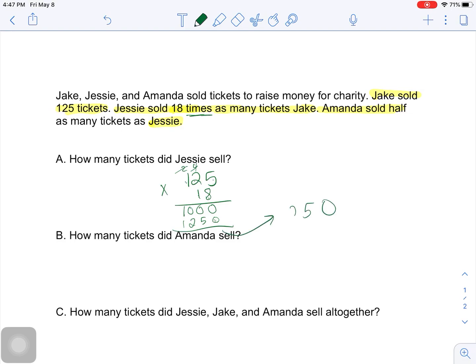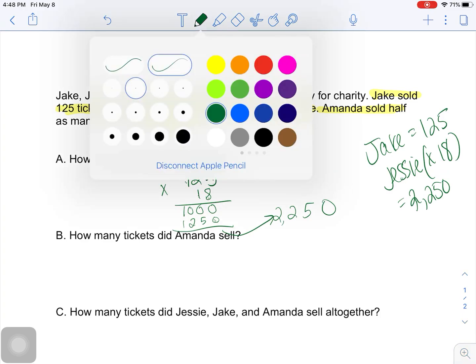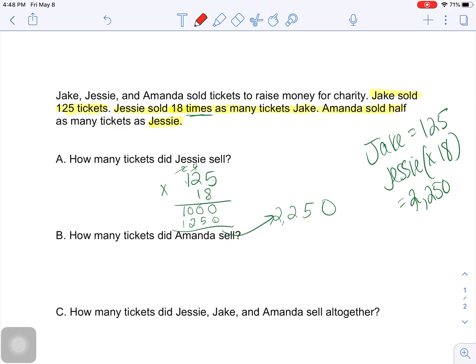0, 5, 2, 2. So what this means is that while Jake sold 125 tickets, right, this is showing Jesse sold times 18 of them. And so that would equal 2,250, right? So how many tickets did Jesse sell? Your answer has to be 2,250 tickets, okay? If you don't use the unit, then your answer would be wrong.